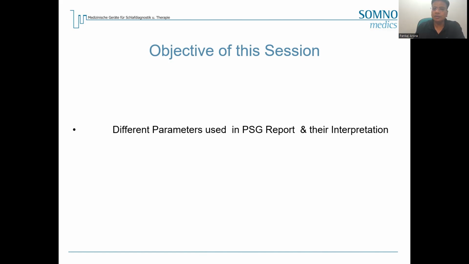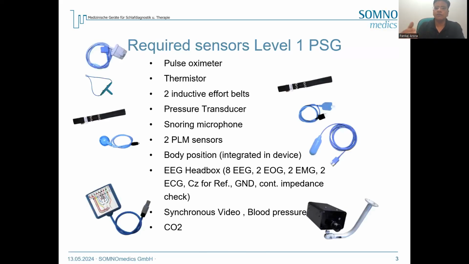So what happens when you do a polysomnography? You put a lot of sensors, because you want to get a lot of physiological data from the patient. You put a pulse oximeter, a thermistor, effort belts, a pressure transducer, a snoring microphone, leg movement sensors, EEG for getting the different sleep stages, a body position sensor, a video, and you need to put blood pressure and CO2.